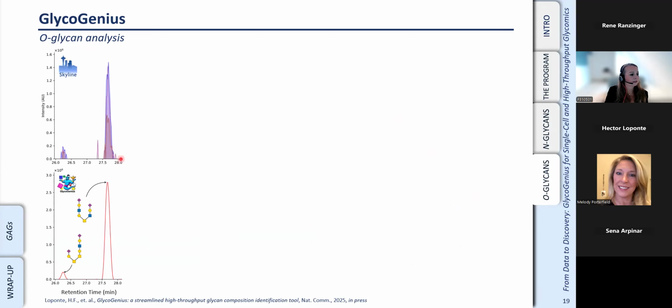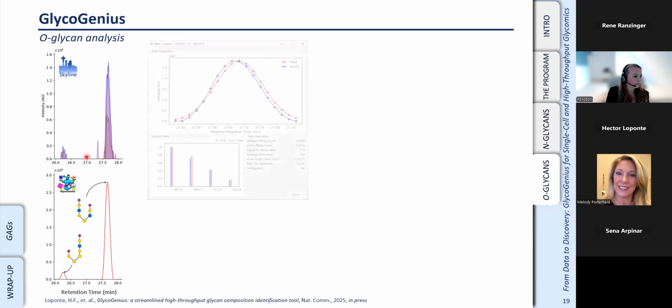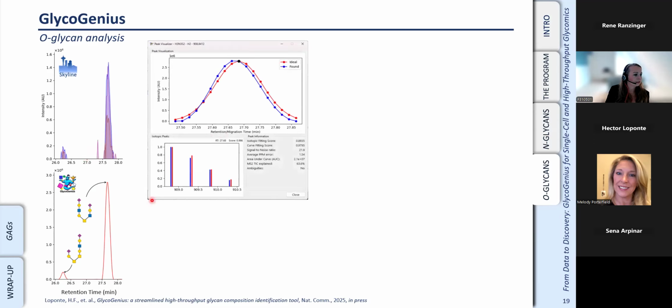Then to the visualization. So this oak glycan dataset was visualized with Skyline, and as you can see, the data is a little bit messy. So GlycoGenius is able to smooth your chromatogram, but also to filter out the noises that are present in your data. Then also here again, if you click on the peak, you can get more information on how it fits with your theoretical isotopic pattern. How is the curve fitting? How is your ppm error?